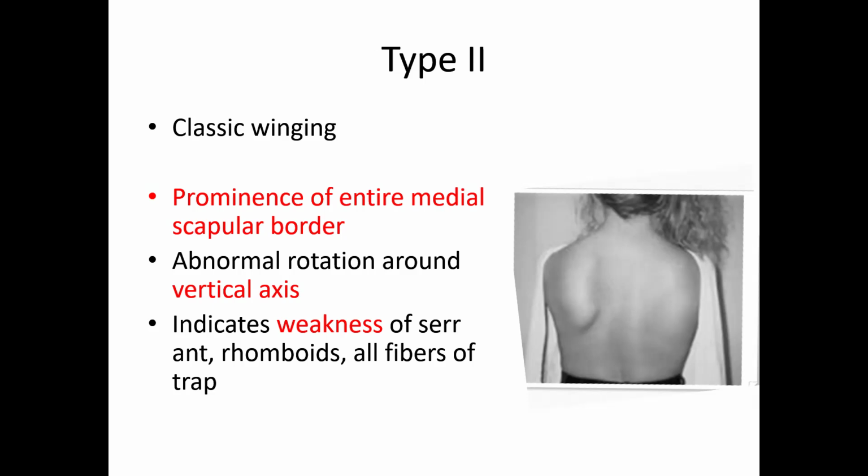Why is it known as the classic winging? In type 2, there is prominence of the entire medial scapular border, and there is abnormal rotation around the vertical axis. As we can see here, the entire medial scapular border is prominent. This type 2 indicates weakness of the serratus anterior, the rhomboids, and the trapezius, all parts: upper trapezius, middle trapezius, and lower trapezius.